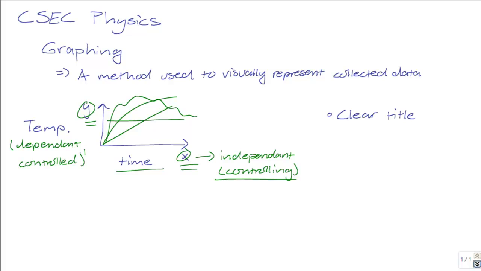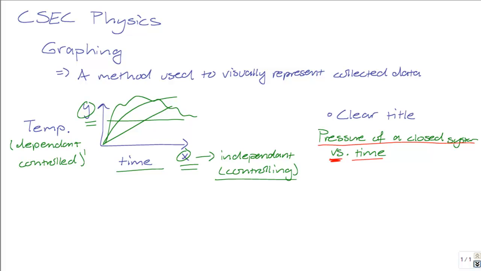So the title might be something like "pressure of a closed system versus time." What this tells you is that the pressure of the system is being plotted on your y-axis, and you're investigating how it varies with time, which is plotted on your x-axis. Generally, the quantity that comes before the "versus" is plotted on your y-axis. The one that comes afterwards is plotted on your x-axis.